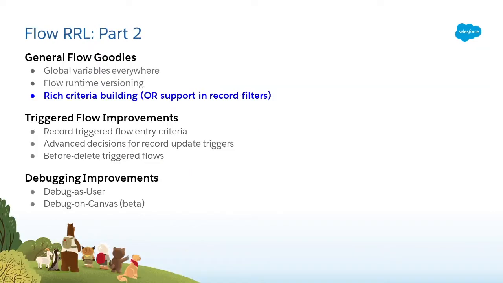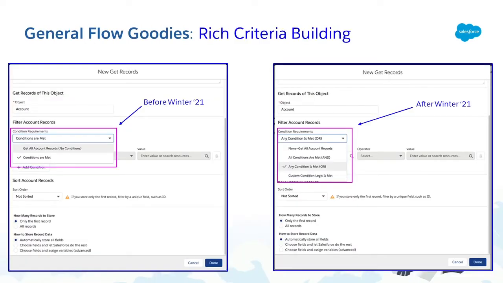Alrighty. Richer criteria building, or OR support in record filters. As I'm sure many of you are quite painfully aware, Flow record filters, that is, the way you specify which records to get, update, or delete with Flow's native Get Records, Update Records, and Delete Records data elements, have only ever supported two forms of criteria building. Either you can say, get me all the account records, or you can say, get me all the account records that meet criteria 1 and criteria 2 and criteria 3. You can't say, get me all the account records that are either investor, analyst, or press accounts, or have an annual revenue in excess of $10 million.